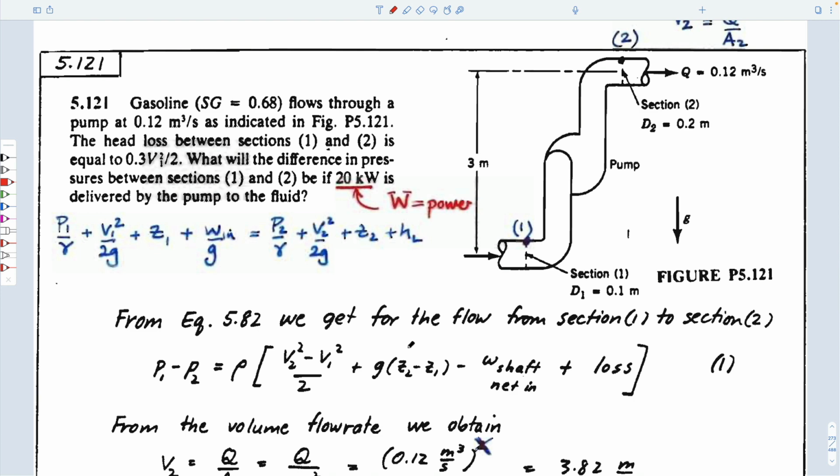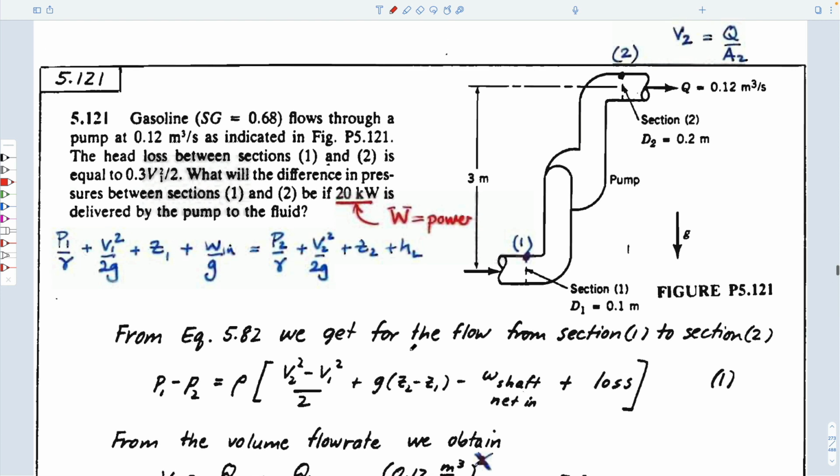Yeah, we have time to do this. So the same kind of idea. Let's go through it step by step. Gasoline is lighter than water. So the density of gasoline is equal to rho water times SG. It's 0.68 times the density of water, so 680 kilograms per cubic meter. It is in SI this time.